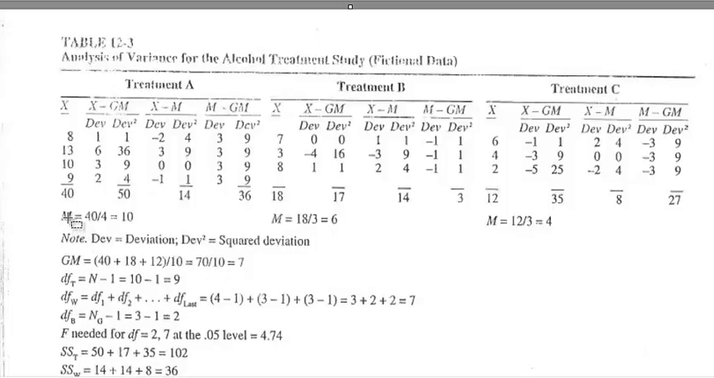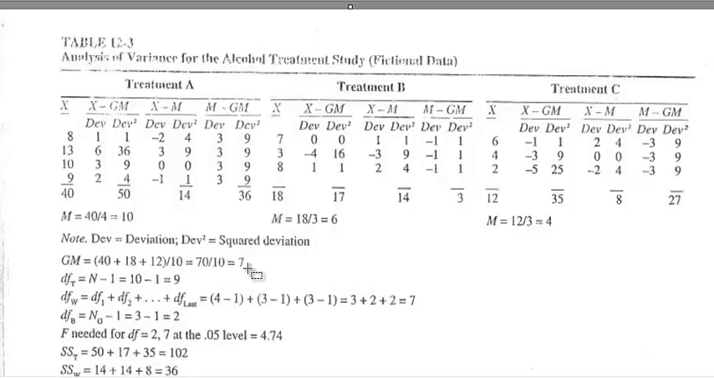The sum of the scores for group 1 is 40. The sum of the scores from group 2 is 18. The sum of the scores from group C or 3 is 12. So we add 40 plus 18 plus 12, and that gives us a total sum of 70. We divide that 70 by the total number of observations, which is 10. So that gives us a grand mean of 7. So the average amongst all 10 of these scores is 7.